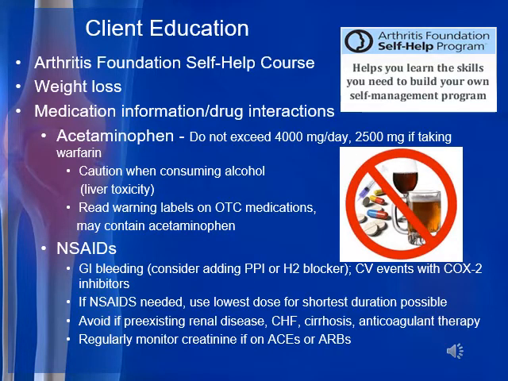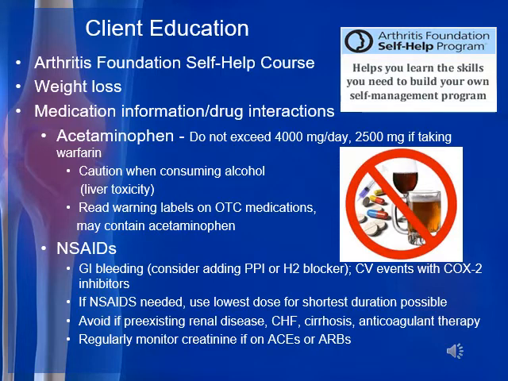NSAIDs, we talked about the GI bleeding being huge, and also using it for shorter durations and using the lowest dose possible for the shorter durations. I mean, acutely, some of our orthopedics might order 800 milligrams at a time, which is 4 of our over-the-counter like Motrin. That's for short-term use, and that higher dose might be necessary for very acute inflammatory conditions, but we shouldn't be taking 4 ibuprofen multiple times a day for a long period of time. Certainly that would be more than what we would want.